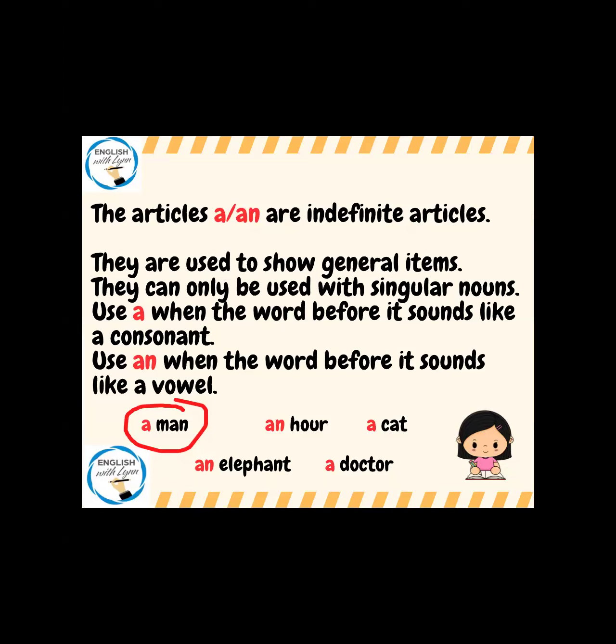And this is really important because if you look at these words at the bottom here, hour doesn't make the H sound at the beginning. So we would say an hour because it sounds like the ow sound. Okay. An elephant begins with a vowel sound at the beginning.